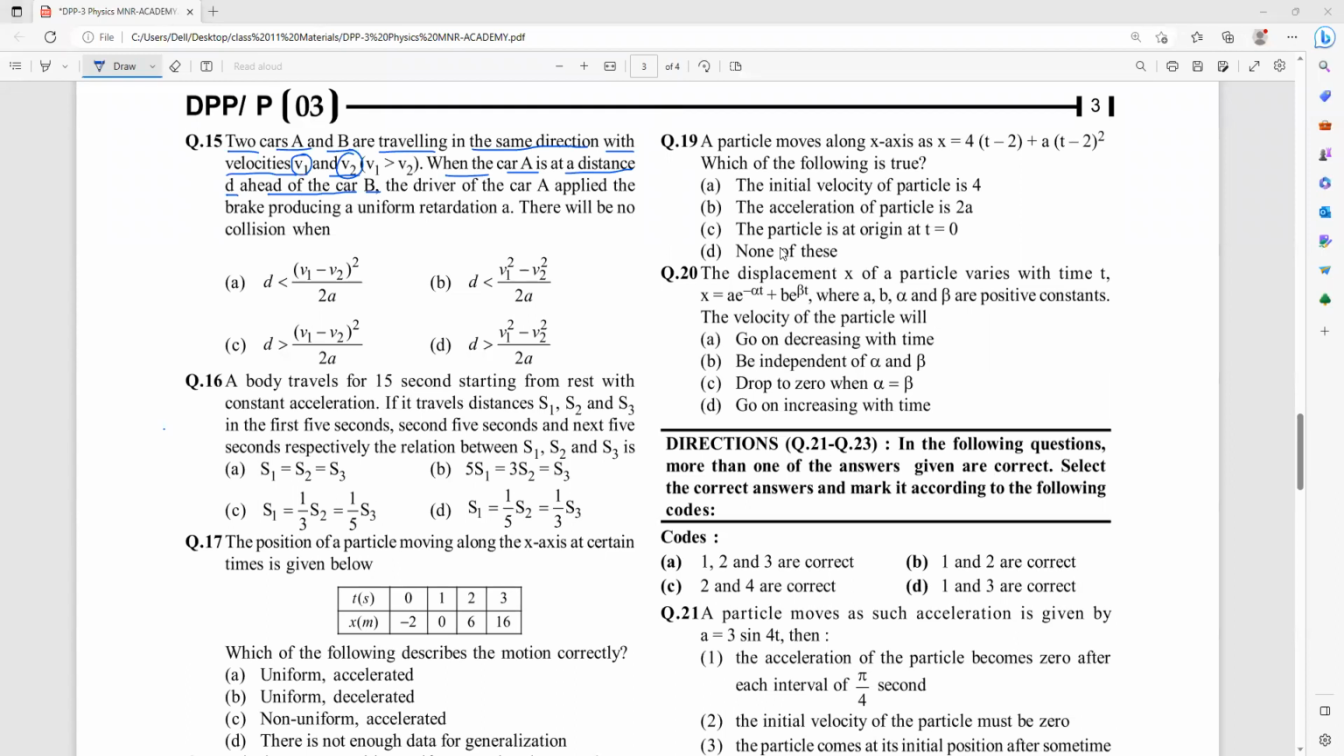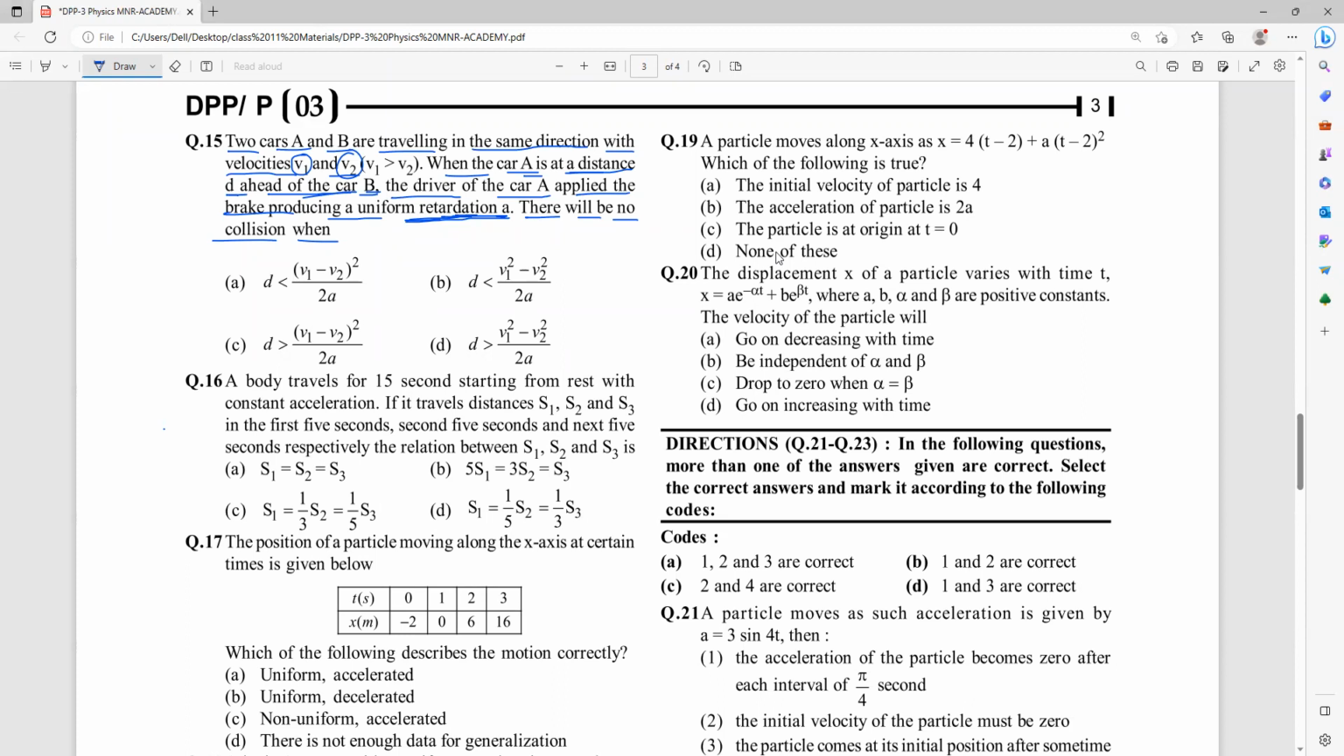Okay, Rudresha, very good. So when car A is at a distance D ahead of car B, they're saying the driver of car A applied the brakes, producing a uniform retardation A. So he is applying the brakes, and there will be no collision when. So from this you can understand: which car is traveling faster, car A or car B?